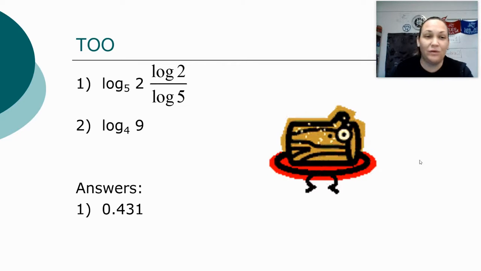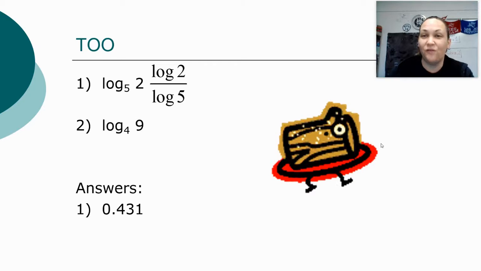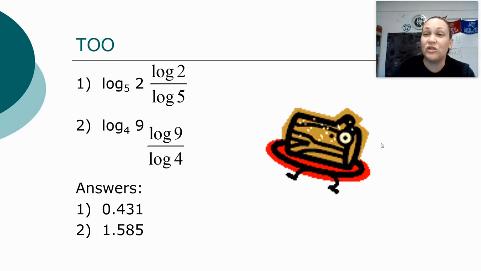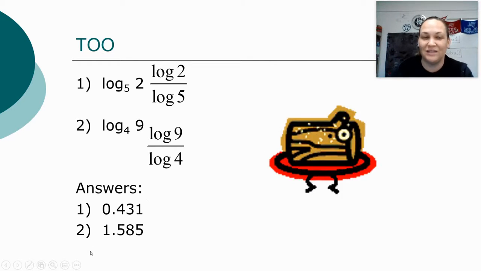On the second one, we're going to do log 9 divided by log 4, and then my decimal answer is 1.585. So make sure you're doing both on your homework tonight, calculator ready and decimal, and I'll see you tomorrow.